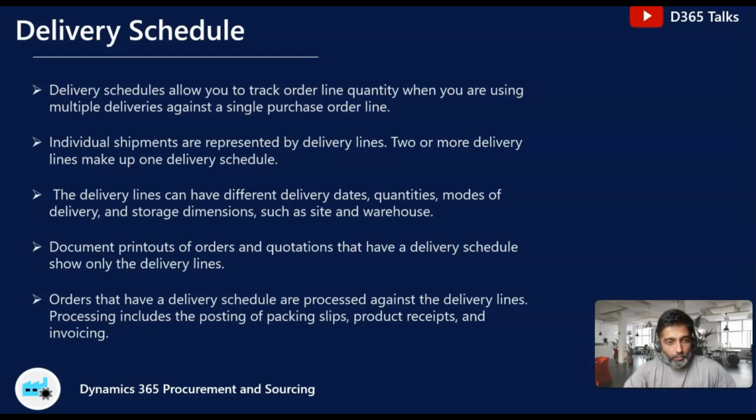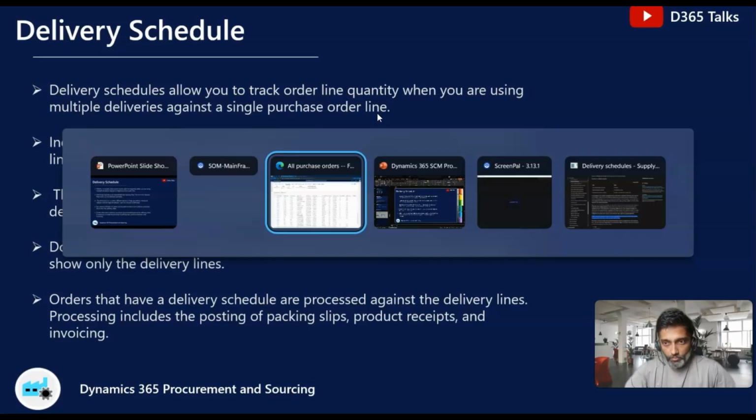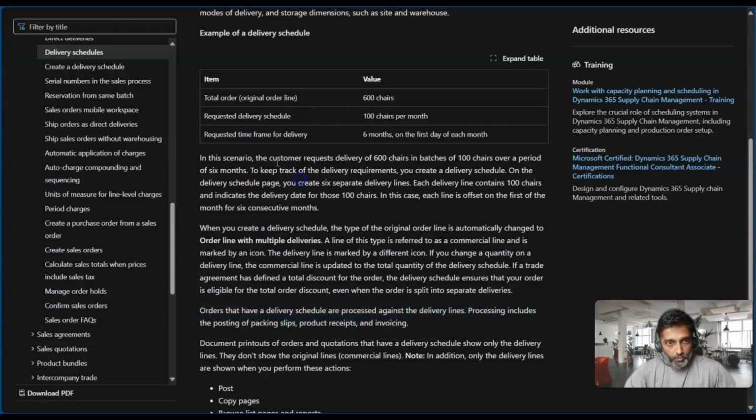For example, let me get into the Microsoft Docs page. If you are making an order for a total quantity of 600 chairs, and you don't want all these 600 chairs to pile up in your inventory on day one, and you want to have 100 chairs every month, right? But at the same time you have made a commitment to the vendor to take 600 chairs for the next 6 months, but on day one you don't want all these 600 chairs. In those cases, you can prepare a delivery schedule against each and every order line.